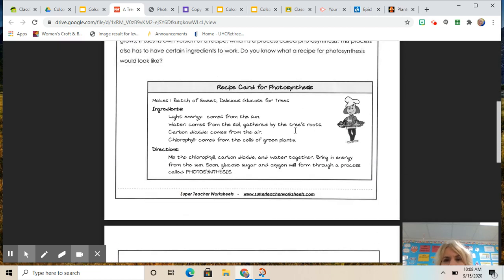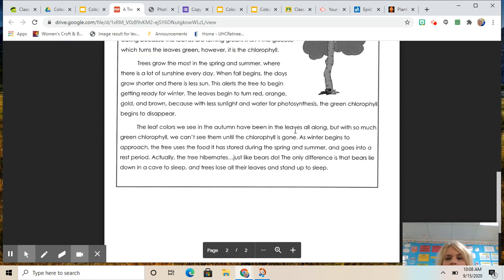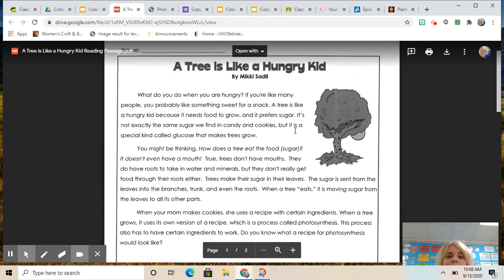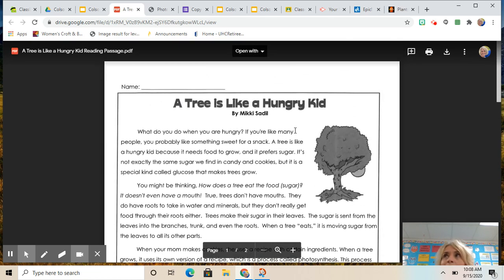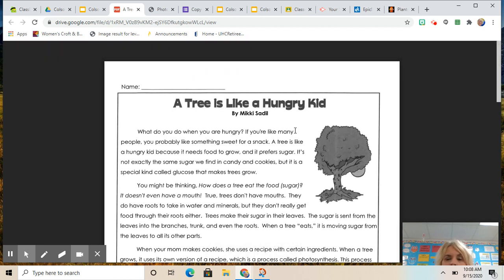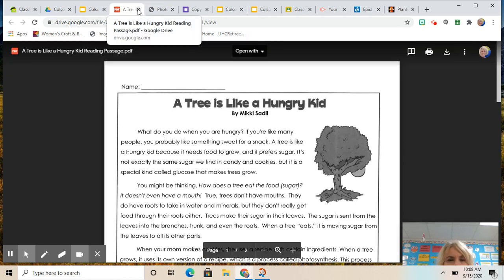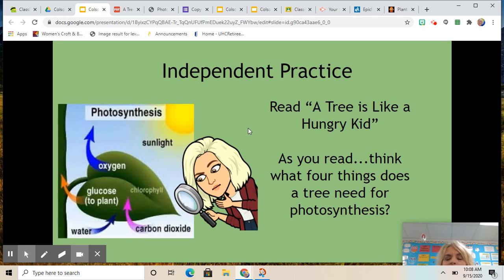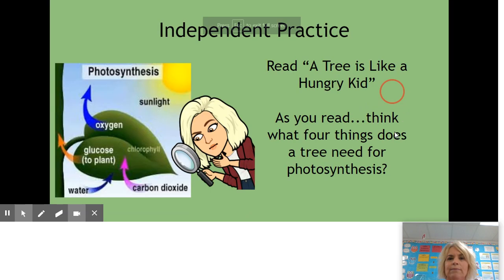Here's our recipe again. It's not very long, but you will, at the end of our lesson today, have a quiz on this reading passage. So you'll want to read very carefully. Listen for the details. Pay attention to what it's telling us about photosynthesis. Okay. When you're finished reading, you'll come back to the slides, and let's take a look at what's next.